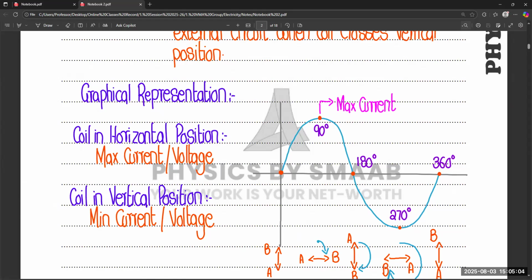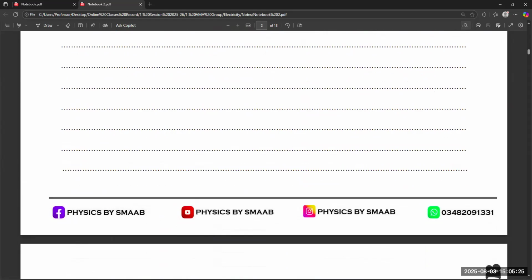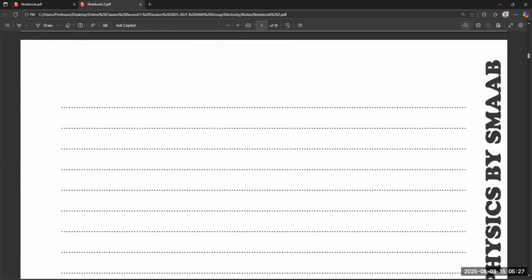So after that, we have one topic in this chapter that is related to the transformer, because in past papers we practice questions related to electromagnetic induction and electromagnetism. And after that, we have one more topic left in this chapter, related to the transformer.